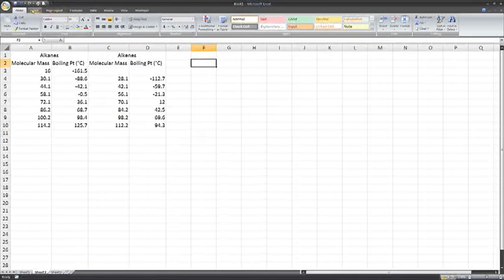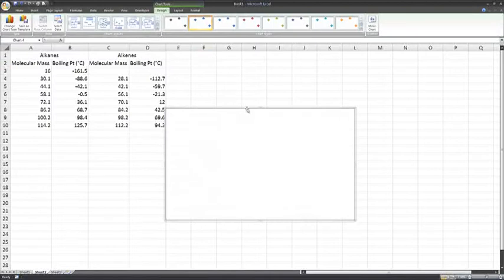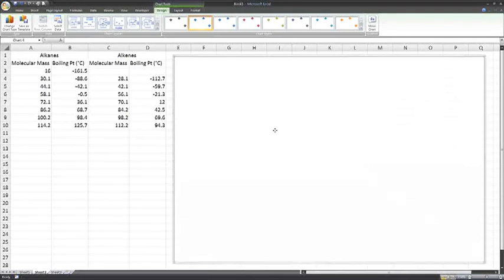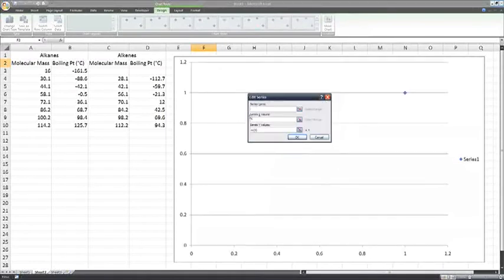So I'm going to insert a graph for that. Running through the same process now, I want a scatter graph, and I'll just make it big enough so we can see. I right click and I select data. I add a new series, and the first series is alkanes. That's this set of data here.